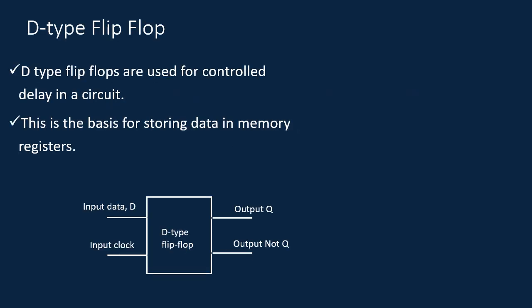As we've seen, D-type flip-flops are used for a controlled delay in a circuit, and they serve as the basis for storing data in memory registers. Now, into a D-type flip-flop, there are two inputs. You have the value of the data itself, whether that's a 0 or a 1, and you have an input clock where the value changes from 0 to 1 at regular intervals. The outputs include the value Q and also the corresponding inverse of that, not Q. So if Q is 1, then not Q is obviously going to be 0 and vice versa.